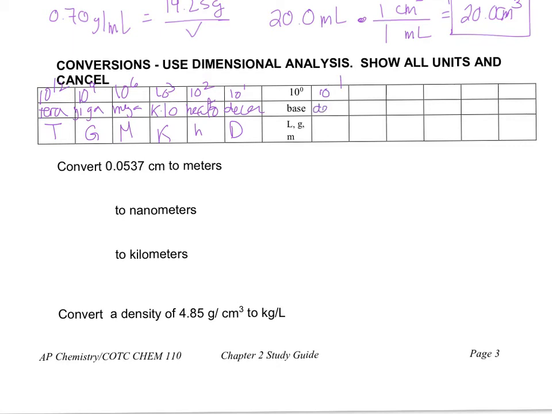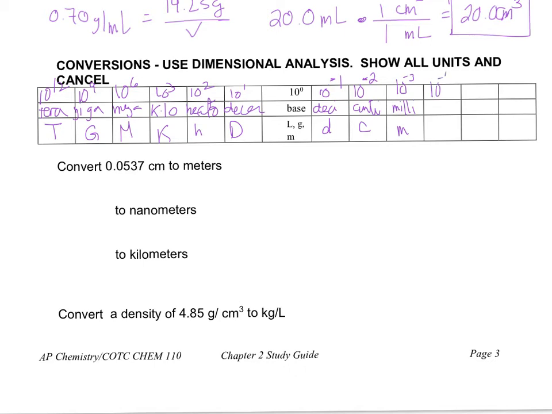be a deci, lowercase d. So if you have a decimeter, that means you have 1/10 of a meter. I'm sorry, that's a negative there. It's hard to see it. 10 to the negative 2, that is a centi, lowercase c. So a centimeter means you have 100th of a meter. Next is 10 to the negative third. That's a milli, lowercase m. So if you have a millimeter, that's 1,000th of a meter.